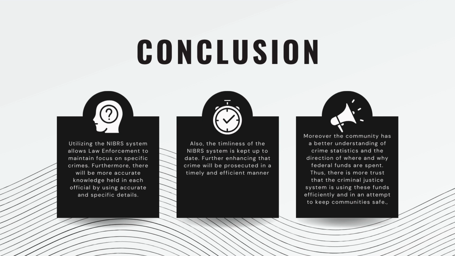Utilizing the NIBRS system allows law enforcement to maintain focus on specific crimes. Furthermore, there will be more accurate knowledge held in each official by using accurate and specific details. Also, the timeliness of the NIBRS system is kept up to date, further ensuring that crime will be prosecuted in a timely and efficient manner. Moreover, the community has a better understanding of crime statistics and the direction of where and why federal funds are spent. Thus, there is more trust that the criminal justice system is using these funds efficiently and in an attempt to keep communities safe.